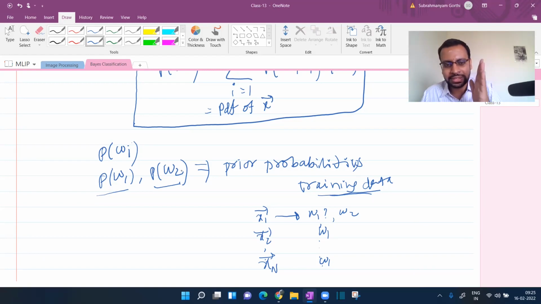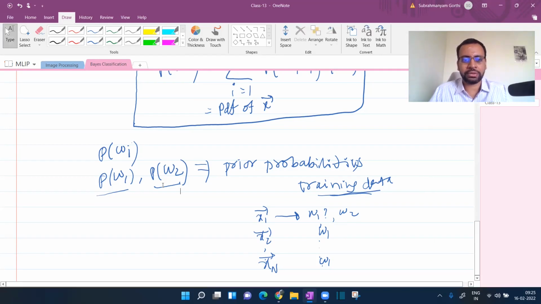Hoping that statement is clear. Now you tell me, if I give you this training data, how are you going to compute the prior probabilities? These are all problems you are going to do, so these concepts should be very clear to you. How do you compute that? Any thoughts? It's the number of feature vectors belonging to a particular class divided by the total number of feature vectors. Very good. That is all you need to do.